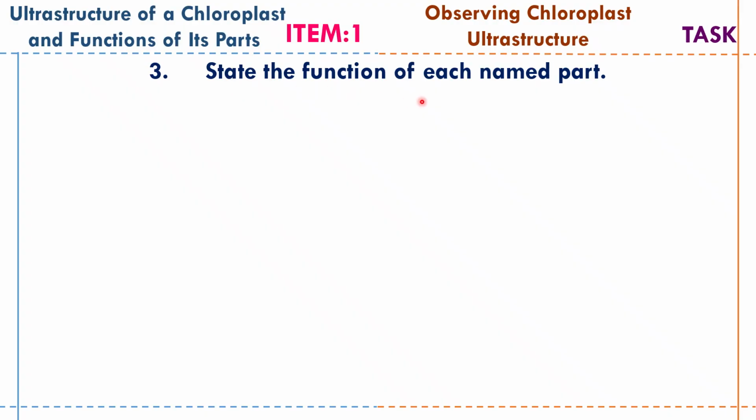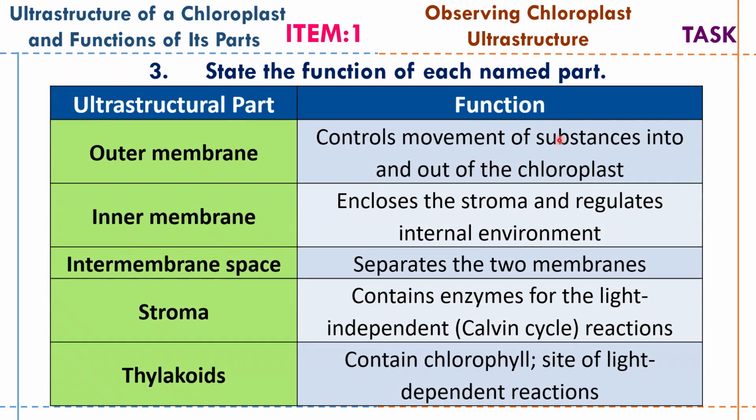State the function of each named part. We have the ultrastructure part and the function. Outer membrane: this controls movement of substances into and out of the chloroplast. The inner membrane encloses the stroma and regulates the internal environment. Intermembrane space separates the two membranes.